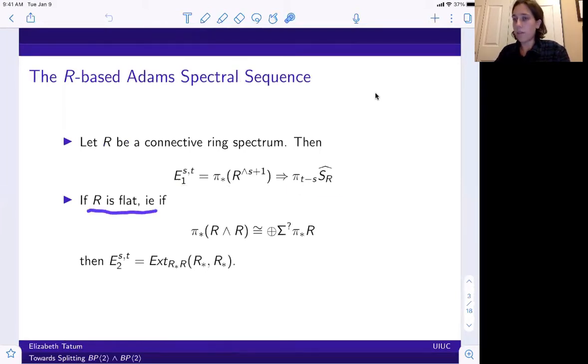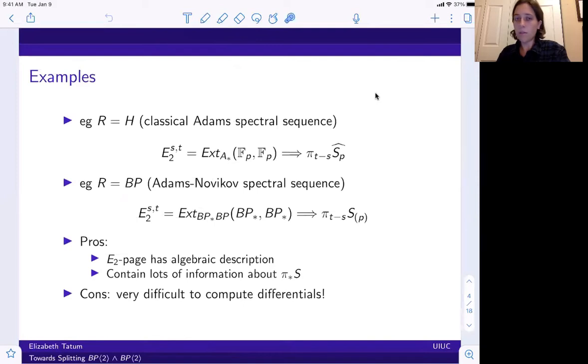If we choose R to be a flat ring spectrum, that is, if the homotopy groups of R smashed with R is just a sum of suspensions of the homotopy groups of R itself, then the E2 page has this very nice algebraic description. So, for example, if R is the mod p Eilenberg-MacLane spectrum, then we'll have the classical Adams spectral sequence. If R is the Brown-Peterson spectrum, then we'll have the Adams-Novikov spectral sequence. These are both very powerful tools for studying the homotopy groups of the sphere.